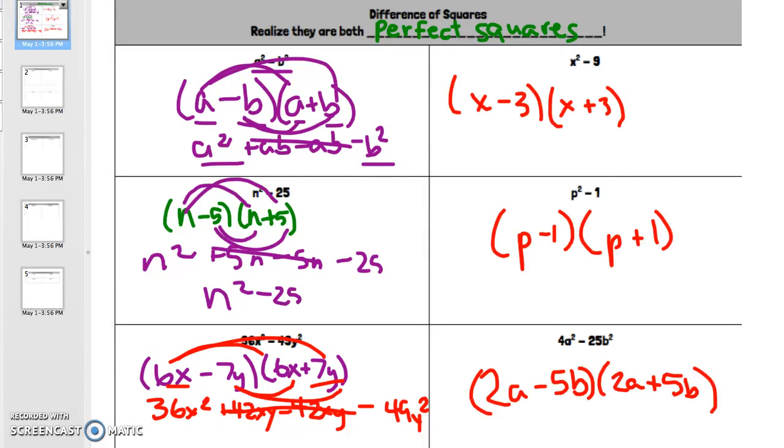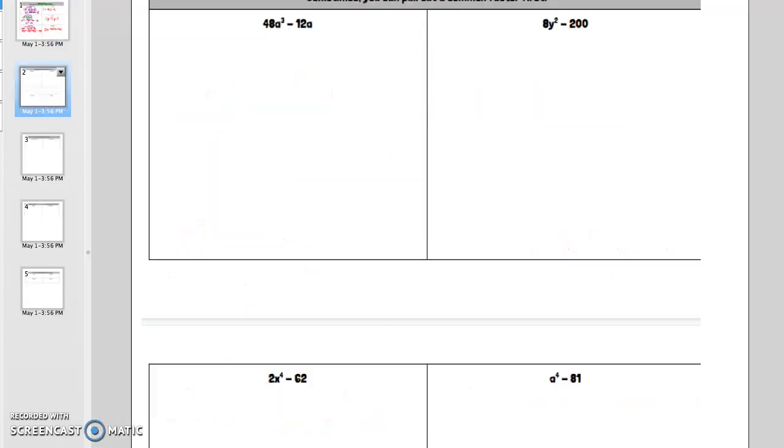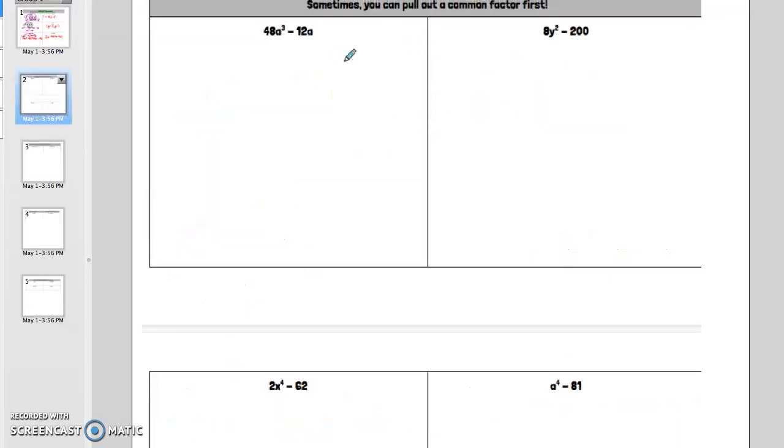Welcome back. As you can see, I've answered these three over here. Hopefully your answers match mine for the difference of squares. That's pretty much all these are. So we're going to keep going, but if you're confused about something, maybe rewind the video and watch that section again. Okay, let's jump to section 2.